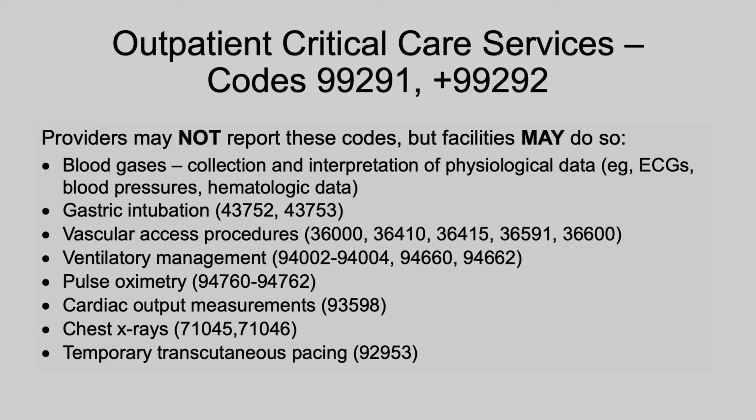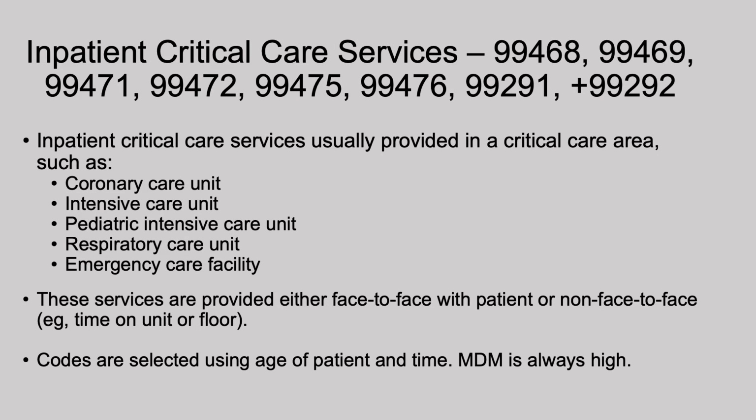Okay, so this is an interesting but confusing thing, unlike most codes in CPT. This is a list of services included in the outpatient codes. I'm not going to read them all, they're in your book. Note, however, that providers may not report these codes. These are included, but facilities may report these codes separately. So that's important too. So let's move on to inpatient critical care, and here are the codes for that.